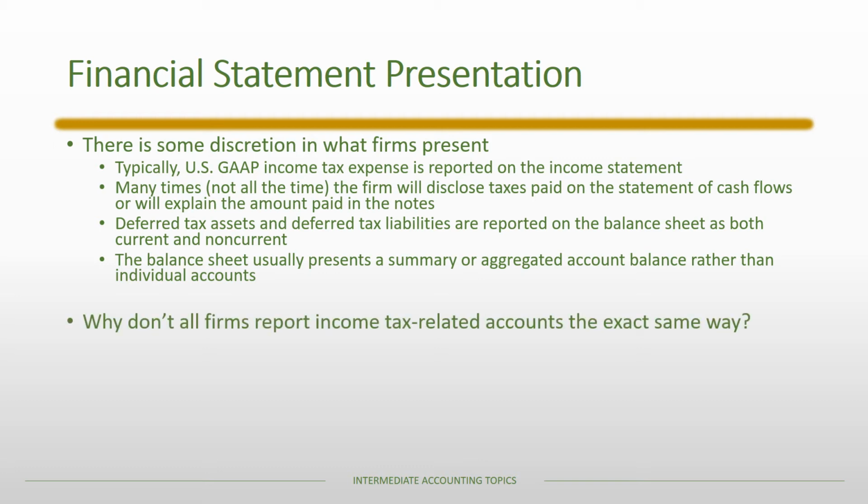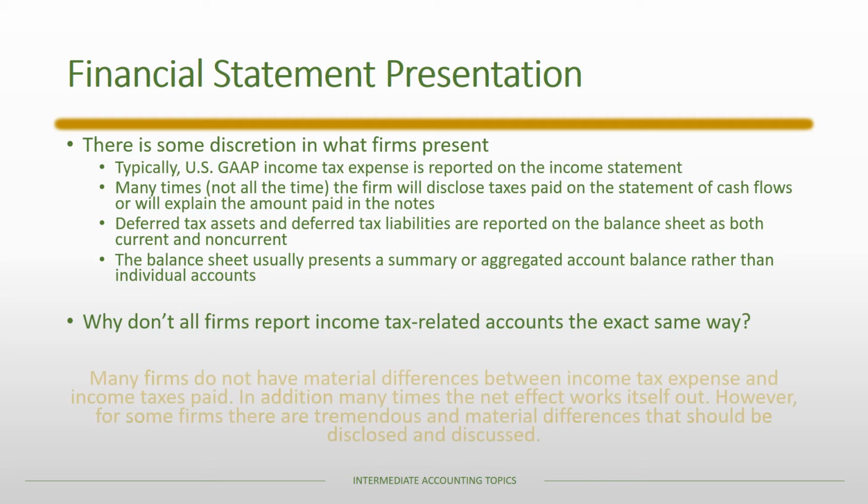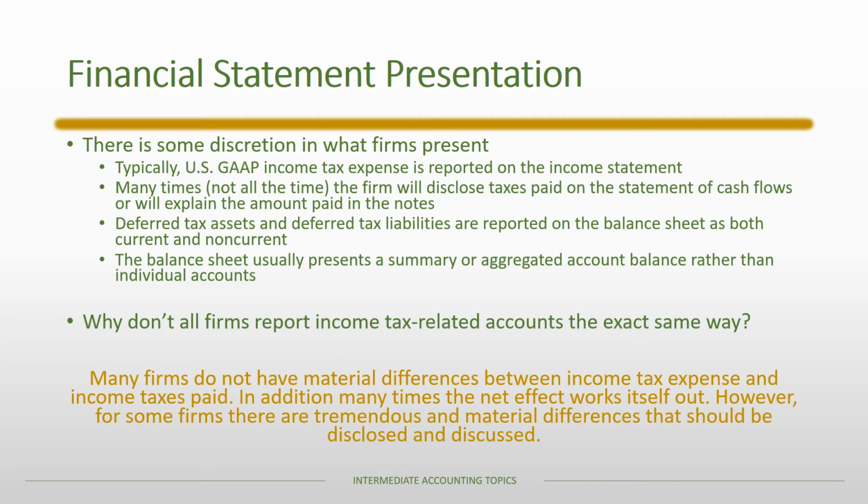So why don't all firms report income tax related accounts the exact same way? It's pretty simple. Many firms really don't have material differences between the income tax expense under U.S. GAAP and the income taxes that they pay. Many times it's because this sort of net effect works itself out. So you sort of are creating deferred tax assets at the same time you're creating deferred tax liabilities, or at the same time the other deferred tax assets are expiring. So there's sort of this net effect where really the income tax expense and the income taxes that you pay end up being quite similar. And so there's really not a need to disclose a lot of information if it's not material.